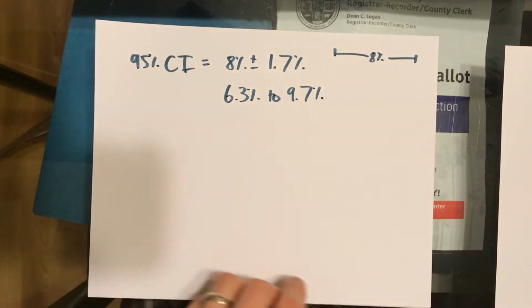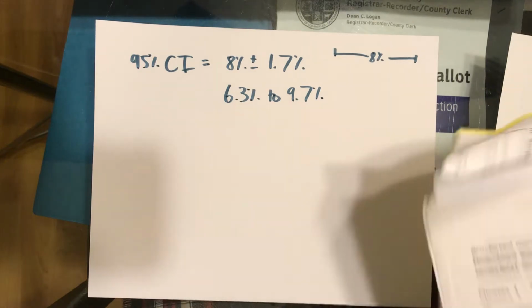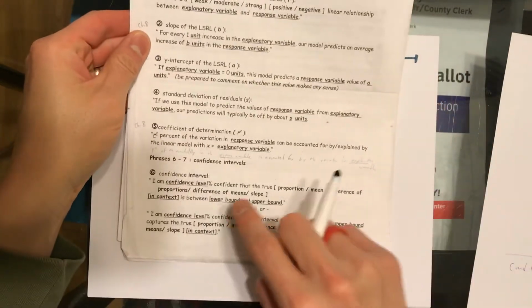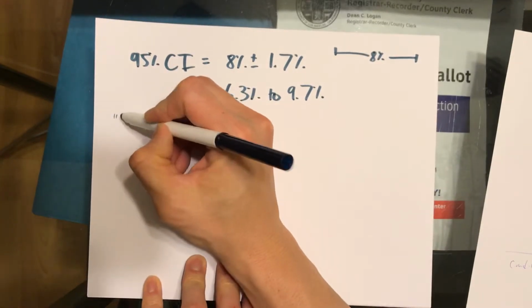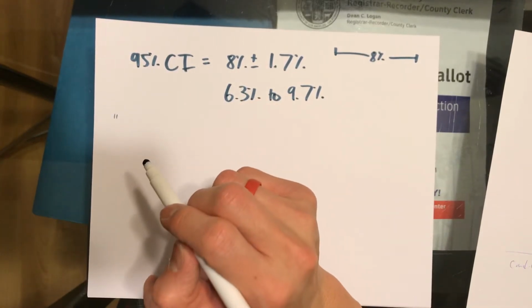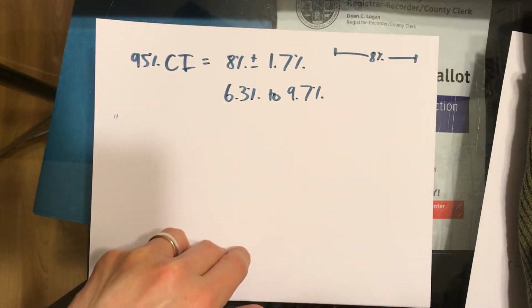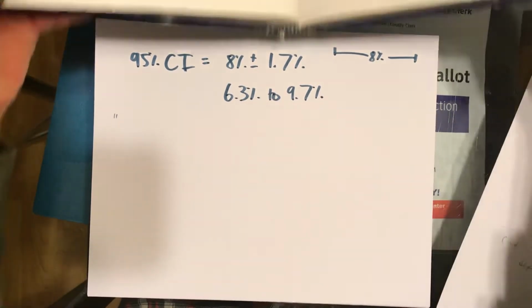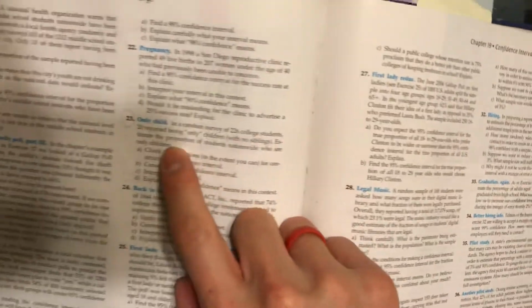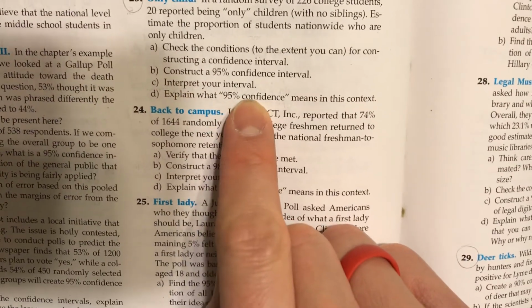So if you look at your sentence frame right here, again, these are in the back if you want to grab another one. You can use either of these two right here. It's saying the same thing. So I'm going to write that out for you. When the question asks you to interpret something in context, this is what it means. For example, if you haven't done it already, you're going to do number 23 in your homework. And if you look at part C right here, it says interpret your interval. This is what you're going to do.